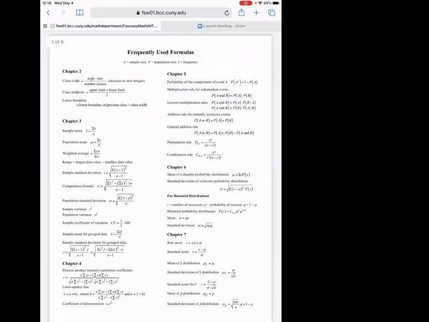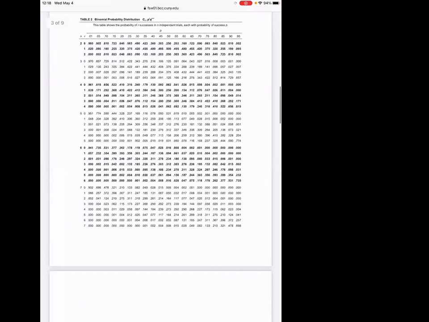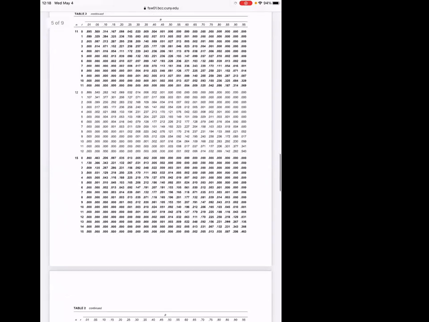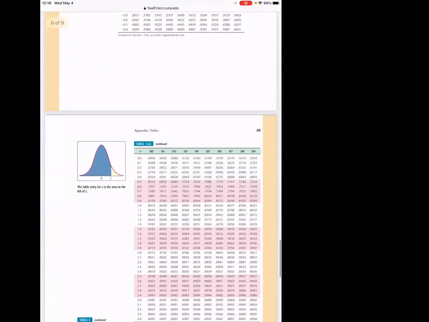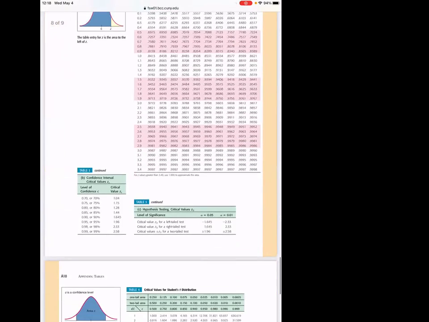On the formula sheet, for this Z subscript C, you need to go to the table on the second next page. You see here at the bottom, on the left, there's a level of confidence C and critical value Z subscript C. You can get your Z subscript C from this table.